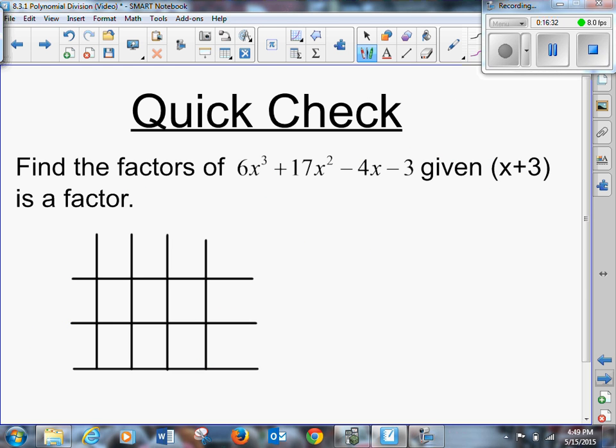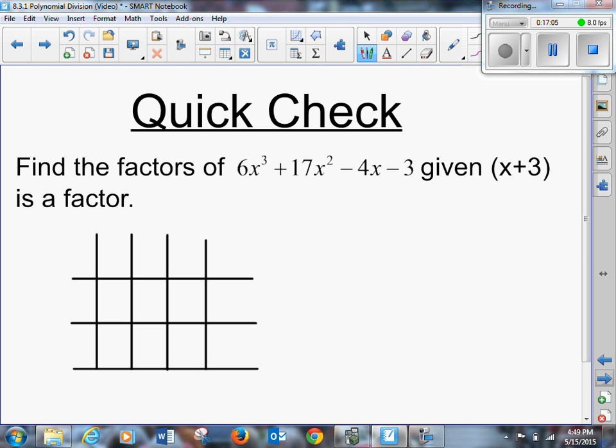We'd like to do a quick check now to see how well you're doing at this PolyDoku process. So I'm going to have you find the factors of 6x cubed plus 17x squared minus 4x minus 3. Again, given that x plus 3 is a factor. So we took care of graphing it for you and finding an x-intercept and turning it into a factor. So that part was taken care of for you. So again, please pause the video and try this problem on your own to see if you're able to, and then come back and watch me work through it to check your work.